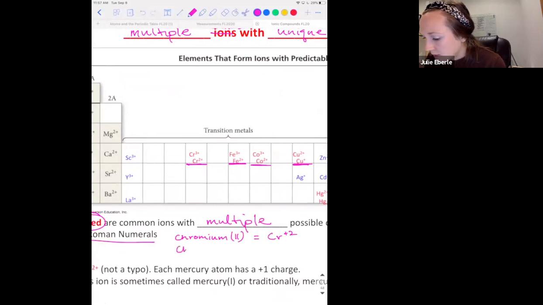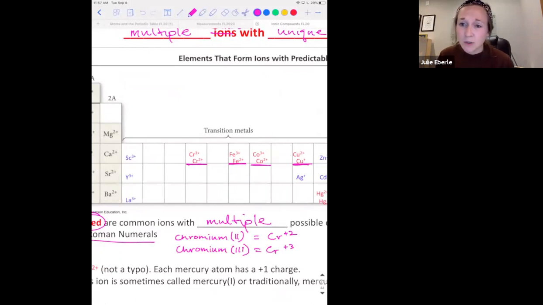And I would say chromium Roman numeral 3 if I was talking about the chromium +3. We have to be able to differentiate, and we use Roman numerals to do that. So anytime, like for iron and cobalt and copper, anytime you can have more than one type of cation with a unique charge, you're going to use Roman numerals in parentheses to indicate that particular cation.